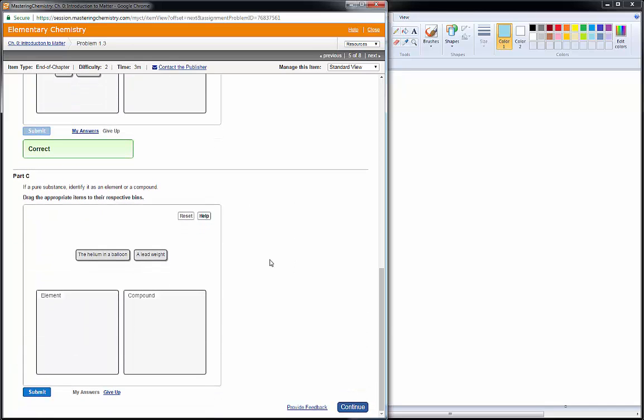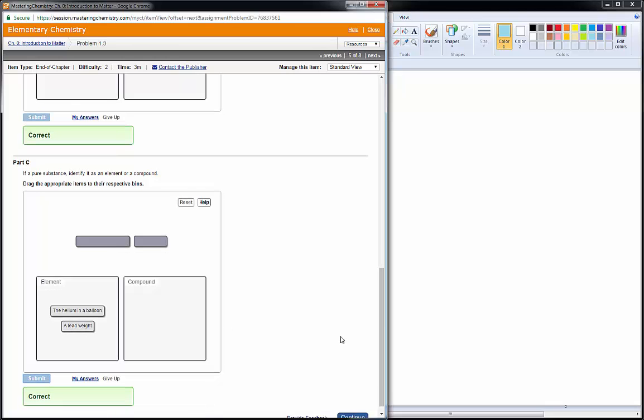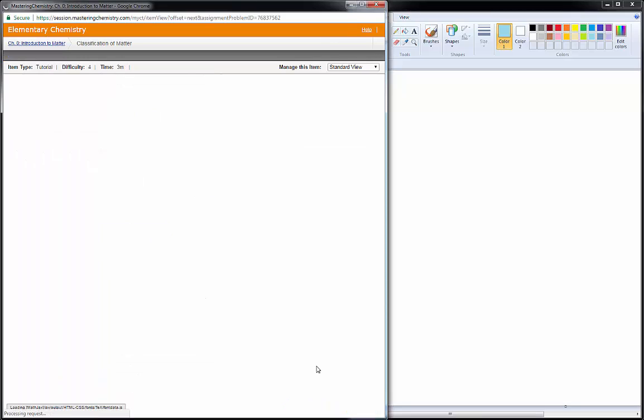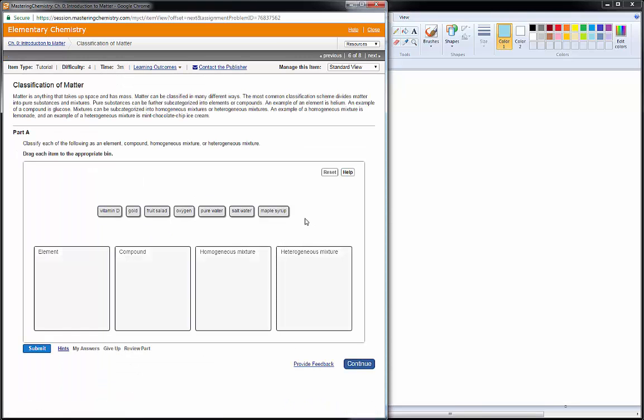And finally, element or a compound. Helium in a balloon and lead weight, both of those are elements. Lead and helium are both elements. Now you might have different options than I do because some of these are randomized with different answers. So if your answers are different than mine, then don't be concerned about that. Just approach it from the same place and you should get it right.